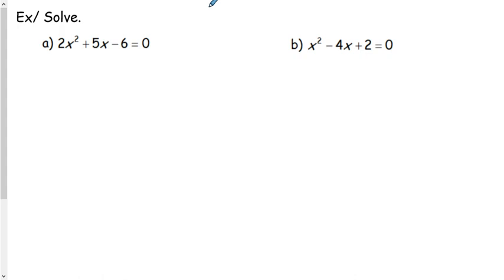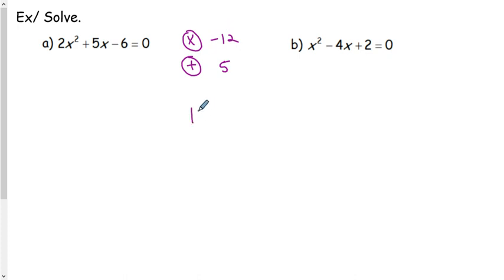So normally what we've done in the past is we've tried to come up with a couple of numbers. This is a complex trinomial, so we said, okay, I need two numbers that are going to multiply to 2 times negative 6, that's negative 12, and are going to add to positive 5. So I need two numbers that are going to multiply to negative 12 and add to positive 5. I don't want you to write this part down, I just want you to watch this part.